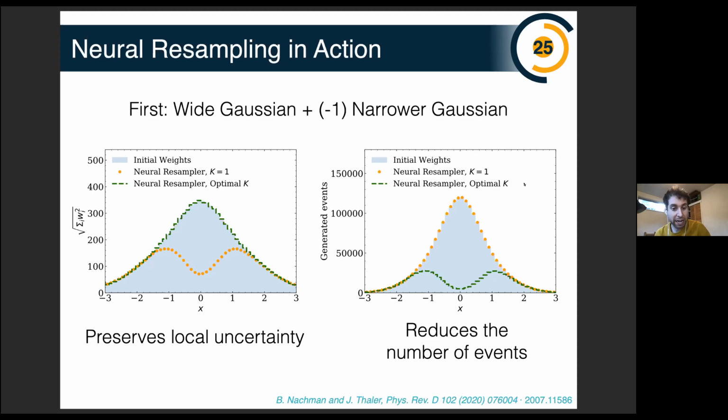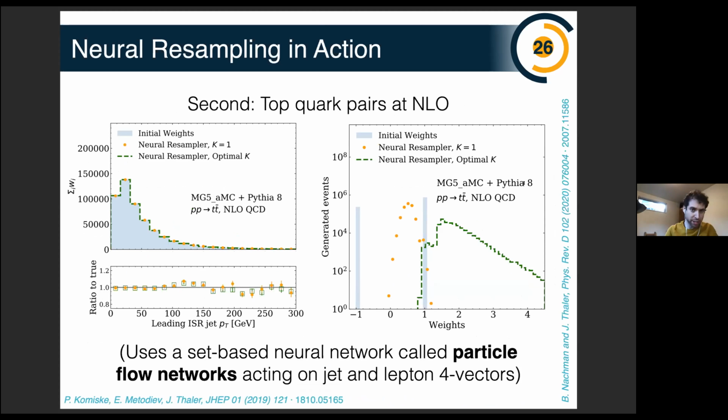Okay, so this is a toy, but how does this work for a realistic example that we care about? So here's an example where we simulated top quark pair production at next-to-leading order using MadGraph and aMC@NLO. And the left plot here is the pT of the leading ISR jet. I don't want to get into the details of how we simulated things, but we used Pythia for showering, ran some jet clustering, and used final states that make it easy to figure out which jets come from the tops and which don't.